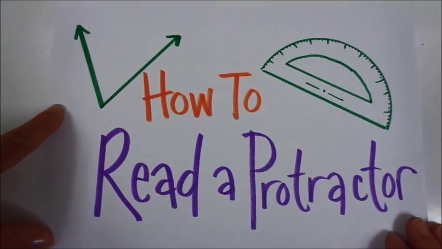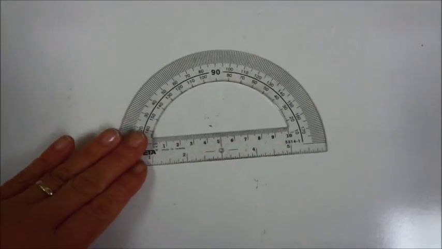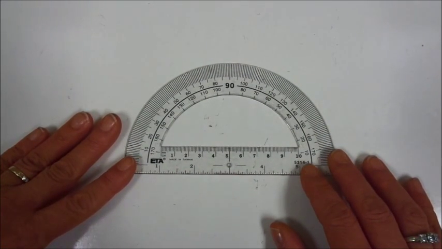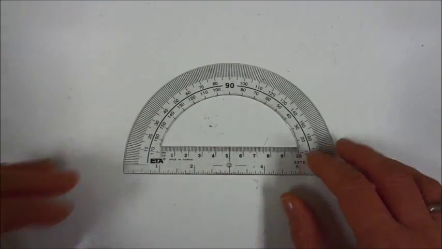Welcome to How to Read a Protractor. This is a protractor, and we use protractors in order to measure the angle of angles, the degrees of angles.